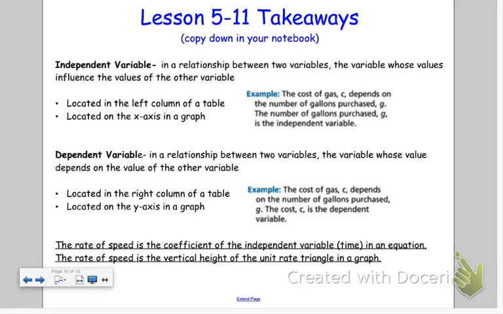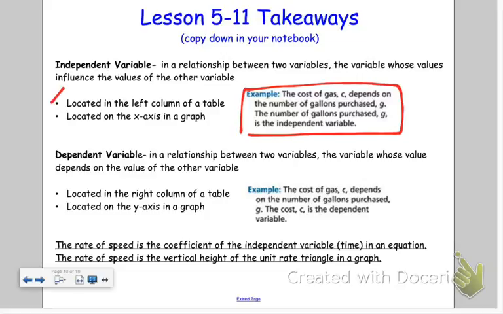So here are the takeaways. Remember, the independent variable is the variable whose values influence the values of the other variable. So this is the one that can stand alone, and it causes the other variable to change. It influences the other variable. So if you look at the example that we have here, the cost of gas, C, depends on the number of gallons purchased, G. So the number of gallons purchased is the independent variable. Like if you were to go to the gas station, obviously the amount of money that you spend is going to depend on how many gallons of gasoline that you put into the car. So that makes the number of gallons of gasoline the independent variable because it's going to influence the cost.